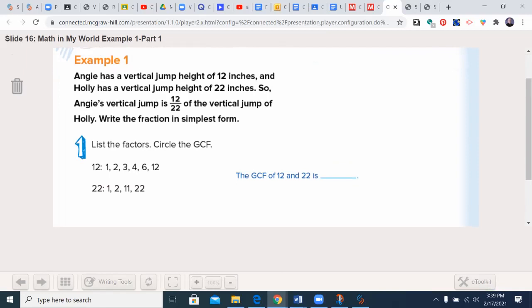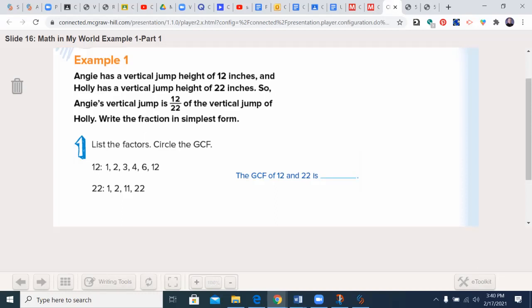There are 2 vocabulary words. First one is simplest form. A fraction is written in simplest form when the greatest common factor of the numerator and denominator is 1. The simplest form of a fraction is one of many equivalent fractions. And equivalent fractions are fractions that name the same number, such as the previous example where they both simplify to 12/25ths.